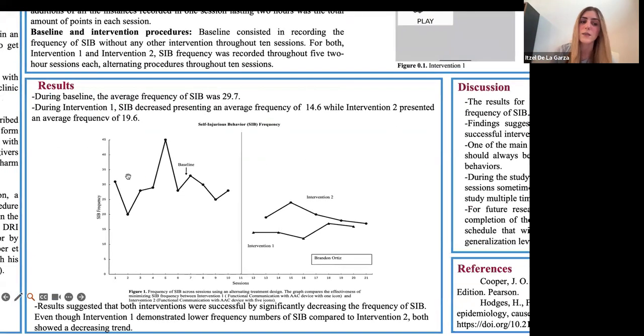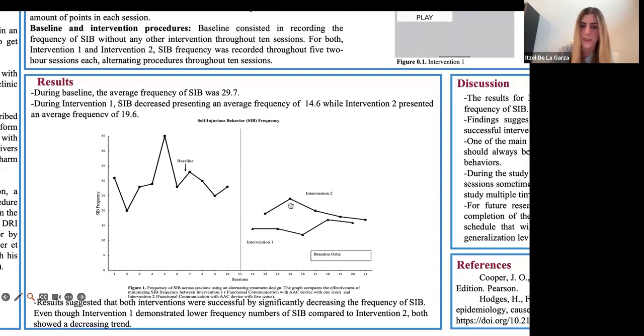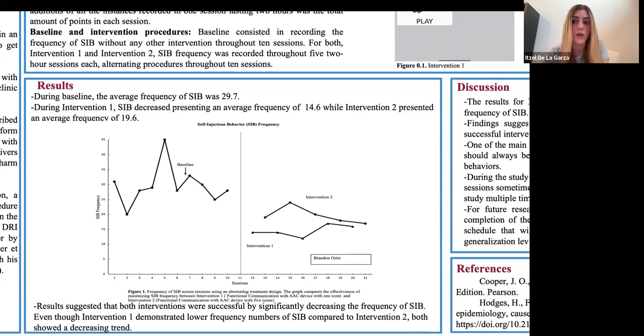So for the results, as you can see here, during the baseline, the average frequency of SIB was 29.7, which was really high. And during intervention number one, the SIB decreased significantly, which was amazing. And the average frequency of SIB was 14.6, while intervention number 2 presented an average frequency of 19.6, which was really good. Both interventions had presented a decreasing trend, which was amazing to see.